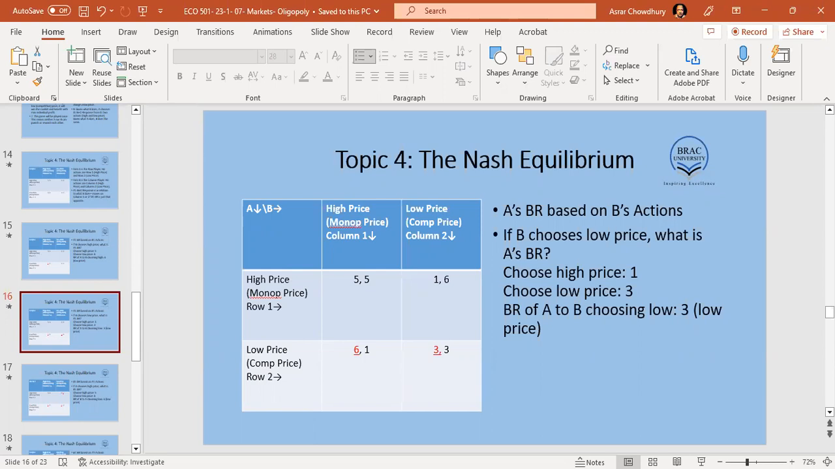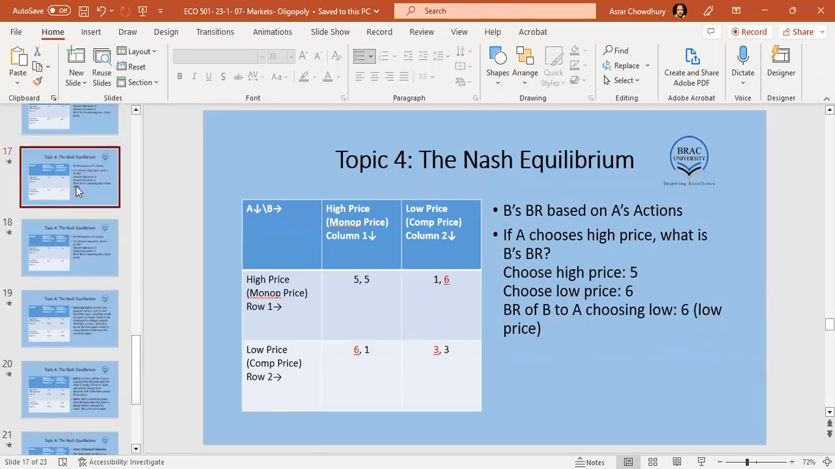So এখন যদি B low price charge করে, that means B will be on column 2. Then what is A's best response? If he charges high, he gets 1. If he charges low, he gets 3. তাহলে ওর best response টা 3 হবে না, to charge a low price? Okay, lovely. তাহলে আমরা এই দুটো identify করলাম। কলাম 1 যদি খেলে best response রো 2, কলাম 2 যদি খেলে best response রো 2 for A.